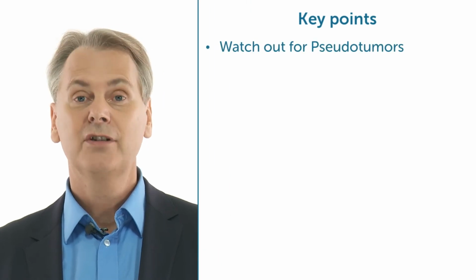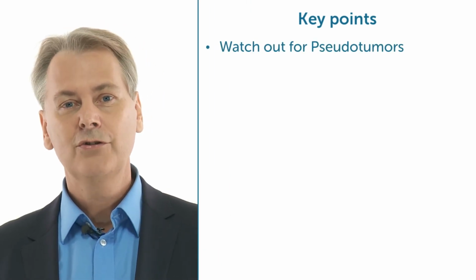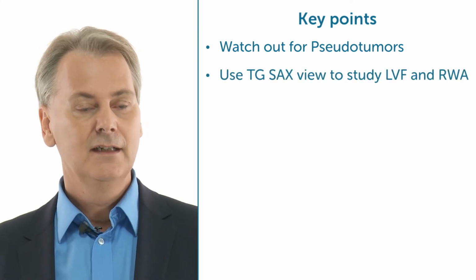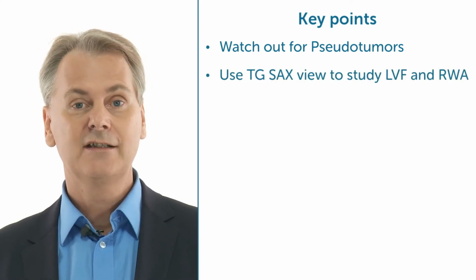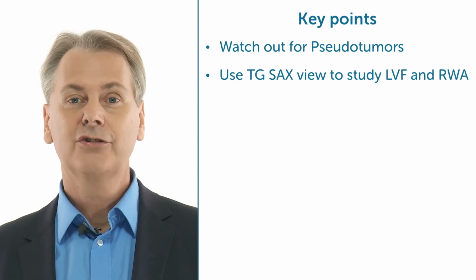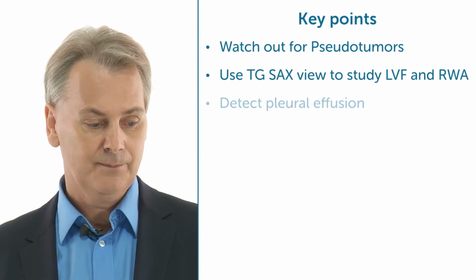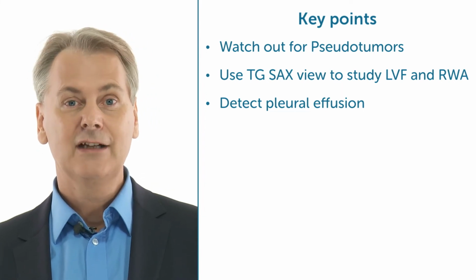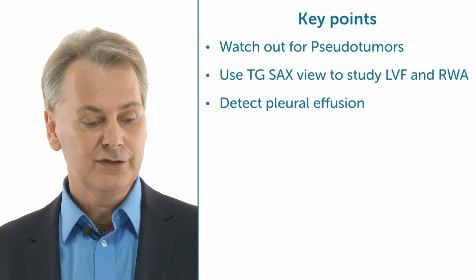So, to summarize all of this, what are some of the key points that you should know? First, watch out for pseudotumors so that you don't mistake them for pathologies. Second, use transgastric short axis view to study left ventricular function and regional wall motion abnormalities. Don't forget that we should look outside the heart to detect, for example, things like pleural effusions.